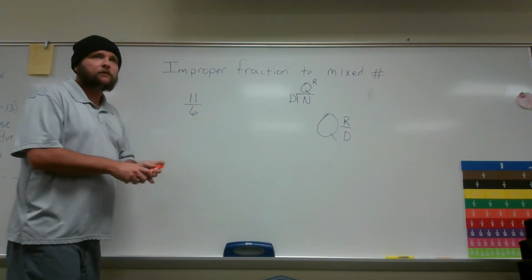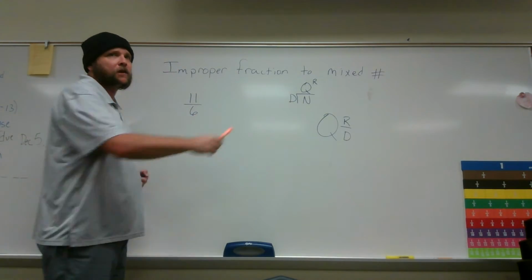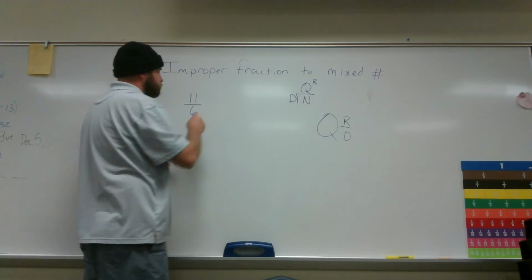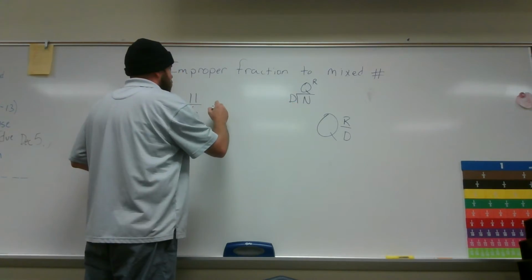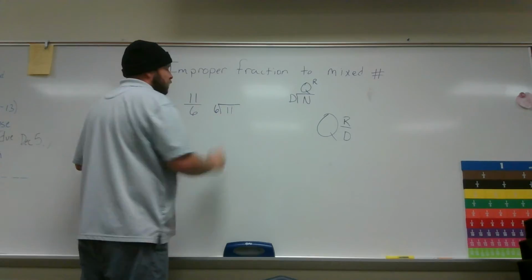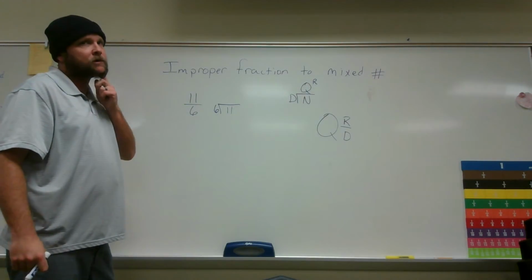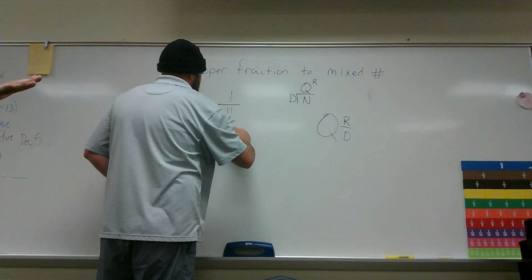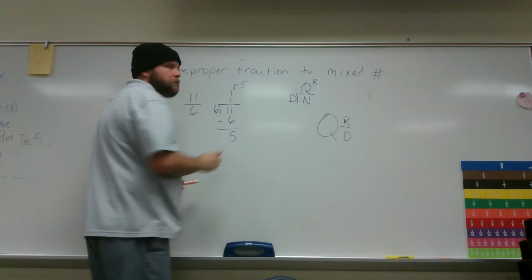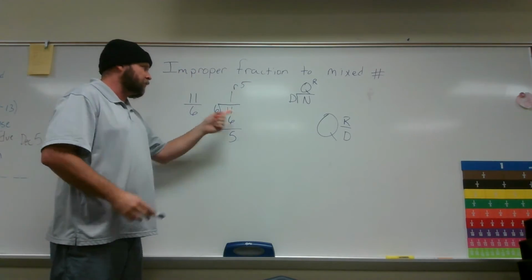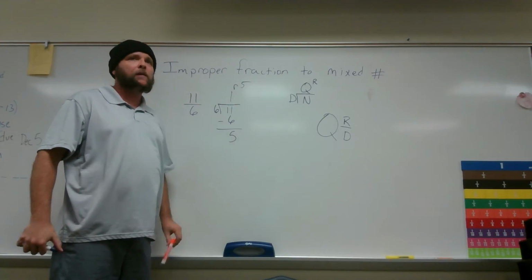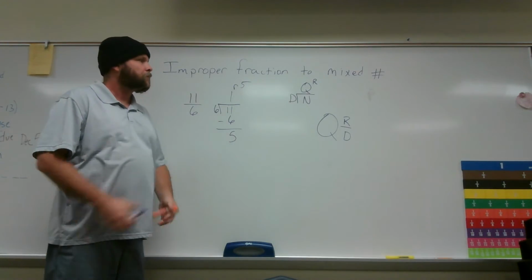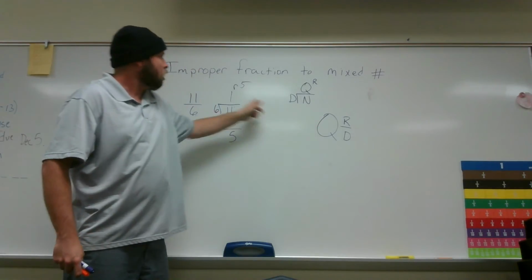So let's look. We follow our steps. First thing we have to do is we divide our denominator into our numerator. 6 into 11. How many times does 6 go into 11? 1 time, with a remainder of 5. Everybody can divide 11 by 6 and get 1 with a remainder of 5. So the answer is 1.